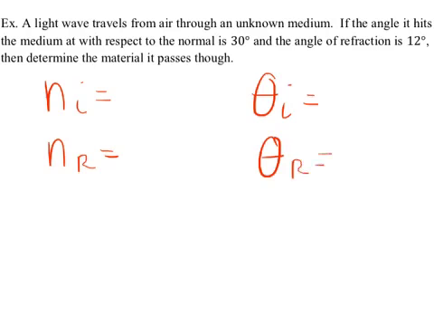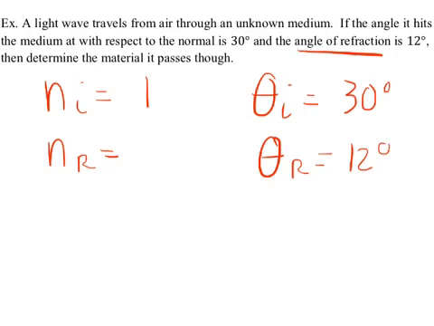Okay, Snell's law. Four things always. It starts in air, so what's Ni? 1. It hits the surface at an angle of 30 degrees. Is that theta I or theta R? The angle of refraction, which is obvious, right? Theta R is 12. So what are we solving for?